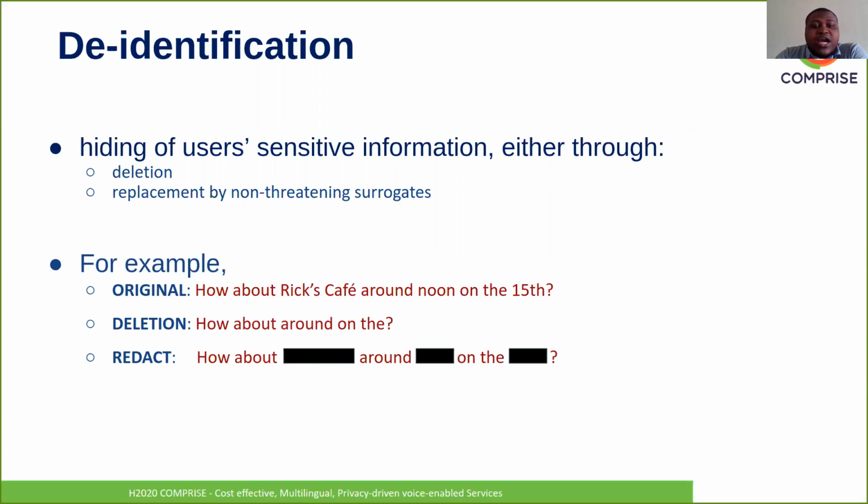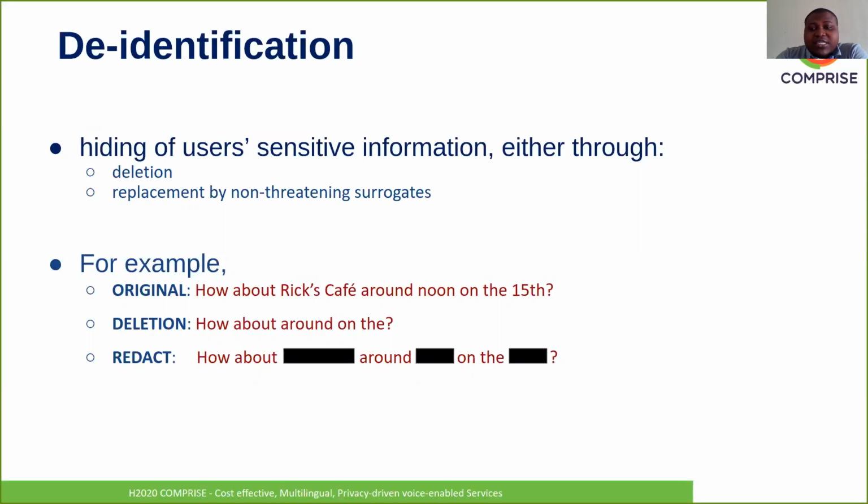For example, if we have a sentence like, "How about Rick's Cafe around noon and 15th?" And we assume that Rick's Cafe, noon and 15th are actually sensitive words. One way of addressing this problem is just to delete the sensitive information. Well, as you can see, this is not very grammatical. We lose a lot of information and we don't even know where we have deleted some information.